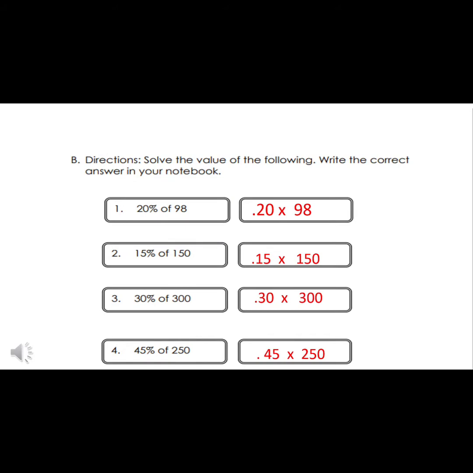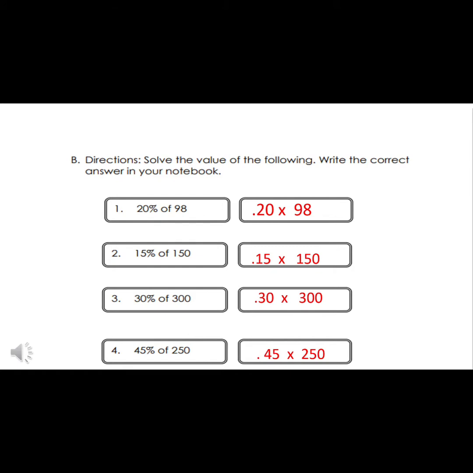Activity B in your What's In, page 4, we have the direction: solve the value of the following. Write the correct answer in your notebook. So we have finding the percentage of a number. If we are to solve for this one, we have the formula percentage is equal to base times rate, but this time I will introduce a shortcut method of finding the percentage of a number.